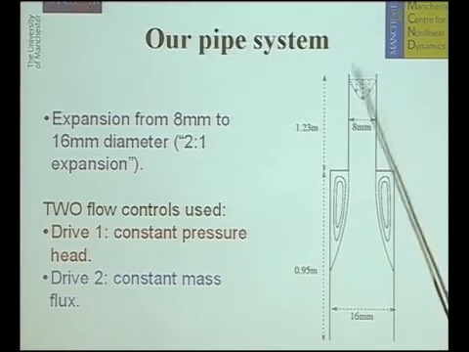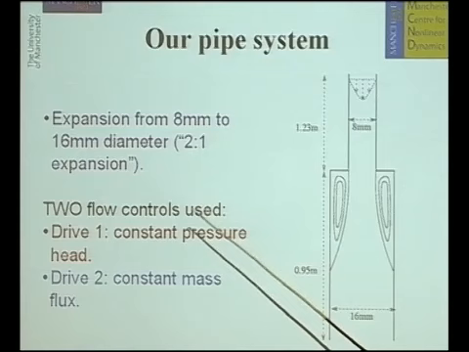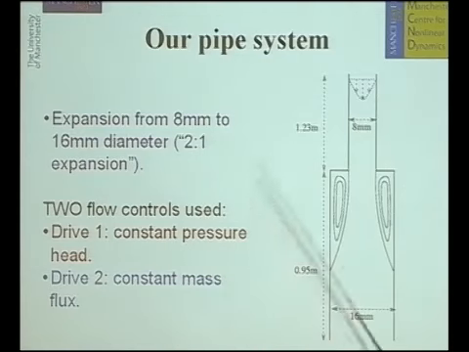Now, I'm an experimentalist, so I'll tell you what the experiment is. We have a pipe which expands from 8 millimeter diameter to 16, so that's a 2-to-1 expansion. The upstream pipe is 1.23 meters long, which means we're fully developed at the separation point for Reynolds numbers up to 4,500, which is much higher than anything I'm going to tell you about. And then our downstream pipe is 0.95 meters as well.